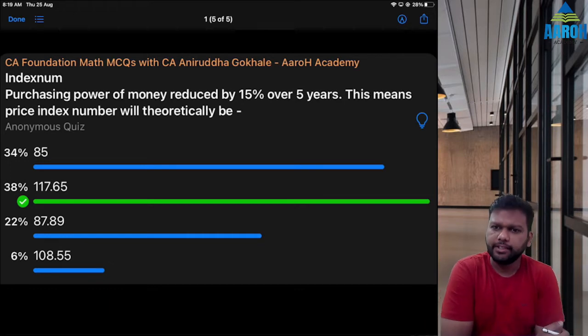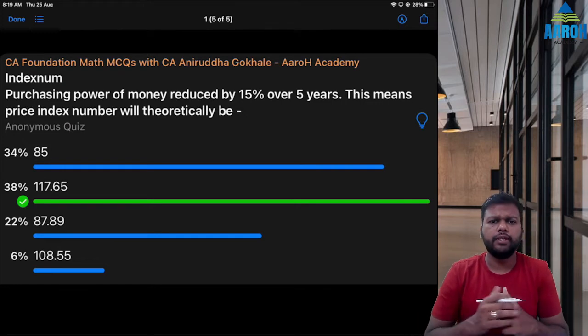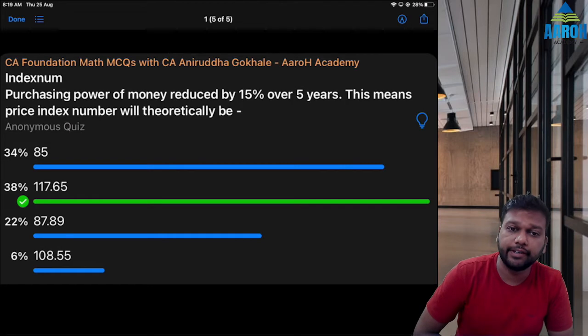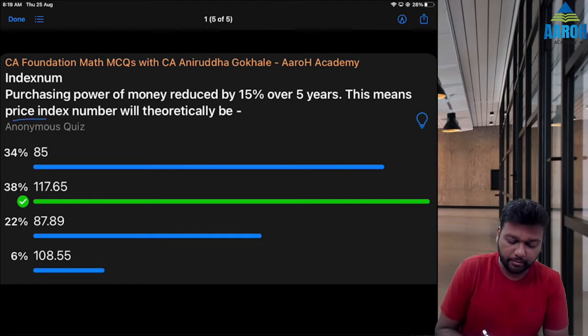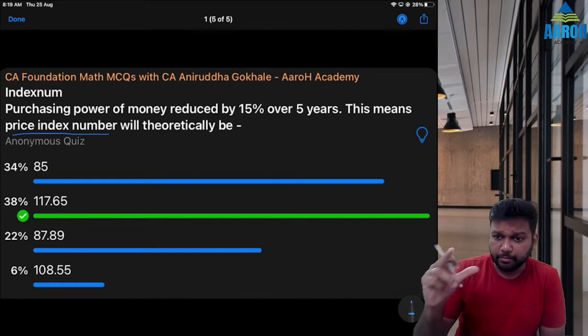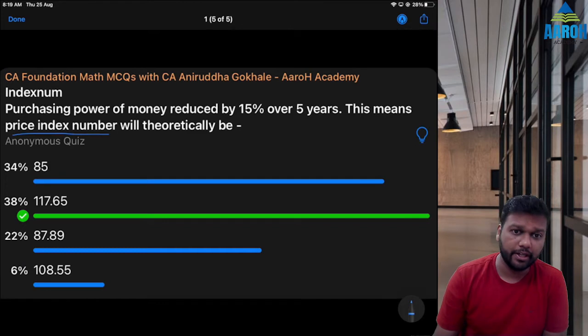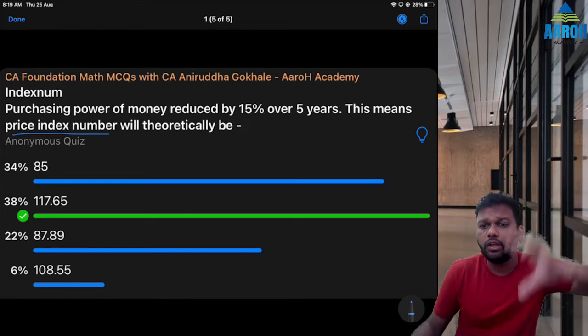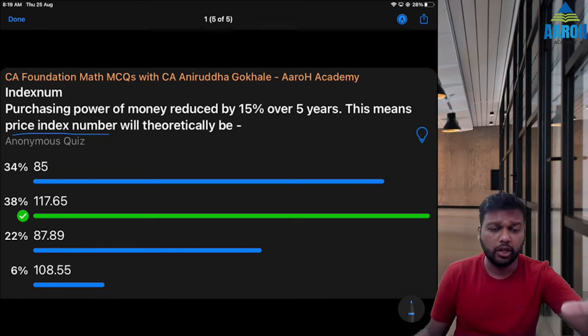Okay. So let's start. Purchasing power of money reduced by 15% over 5 years. This means price index number will theoretically be... Understand, price index number is the reciprocal of purchasing power of money, or purchasing power of money is the reciprocal of price index number. I have explained this concept in a separate video, so I'll give a link to that video in the comments. It is the additional question bank video of index numbers, where it has all the questions from additional question bank along with relevant concepts.